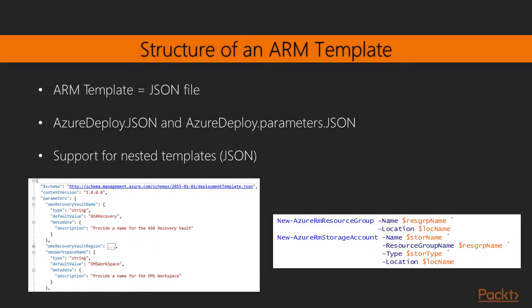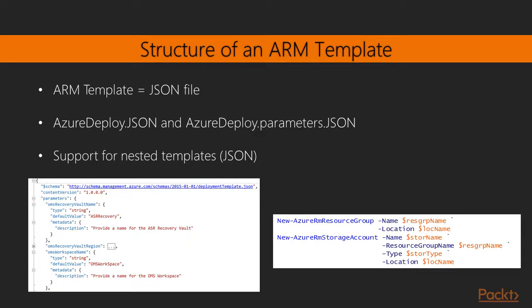In one of the previous videos in this course, I already quickly talked about JSON files. Now a JSON file is nothing more than a text file, and this text file reflects the actual ARM template. At the core, the basic structure is always based on two files: azuredeploy.json, and then obviously nothing blocks you from renaming the file, but the default is always azuredeploy.json, and the second file is called azuredeploy.parameters.json.